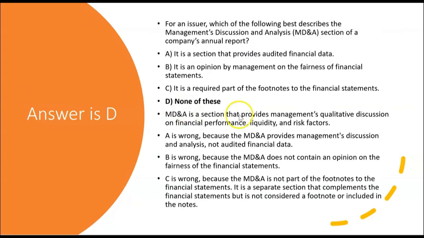MD&A is a section that provides management's qualitative discussion on things like financial performance, liquidity, and risk factors. A is wrong because MD&A provides management's discussion and analysis, not audited financial data. B is wrong because the MD&A does not contain an opinion on the fairness of the financial statements. Remember, MD&A is not audited, so it wouldn't contain an opinion.